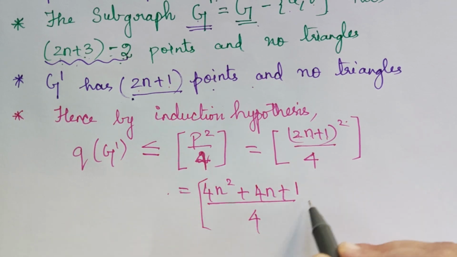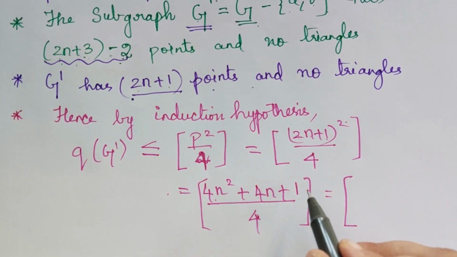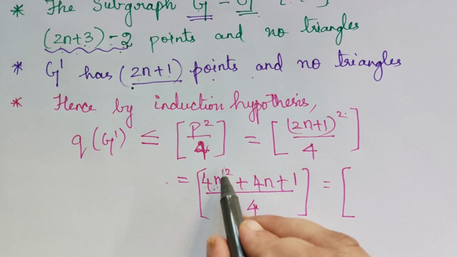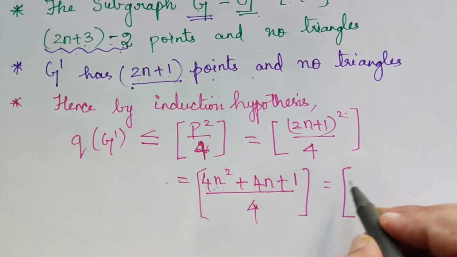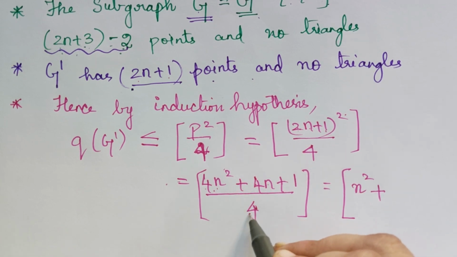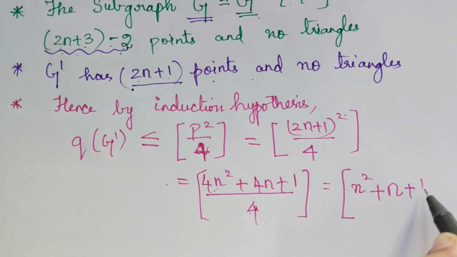So the integral part of this. Now in this, we can take the denominator 4 to each of the terms separately. So the first term, 4n square divided by 4, the 4 will get cancelled, so you will have n square. Plus the second term, 4n divided by 4. Again 4 will get cancelled, so you will have n plus 1 by 4.